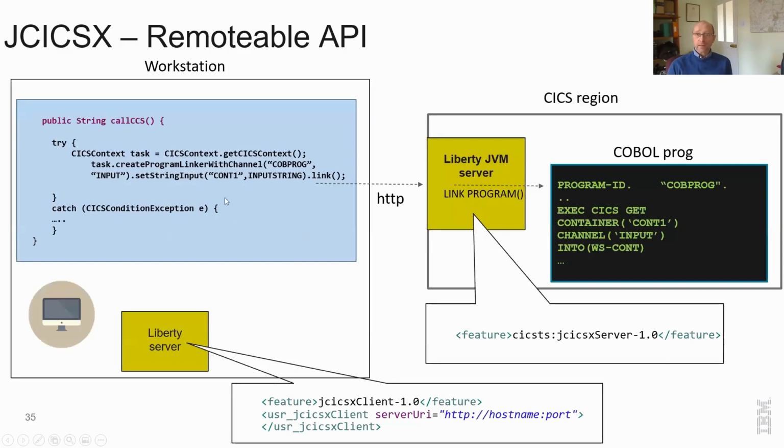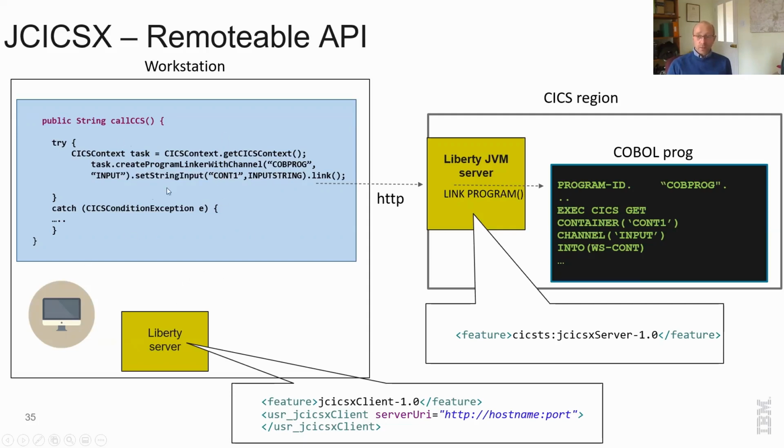So it would look a bit like this. We'd have our workstation here. We have our little method here called CICS. We're going to try running this bit of Java. So we're going to create a task, and we're going to do create program linker with channel. So we're going to do a program link with channel, and we're going to link to this program prog, passing in a container with some string data.